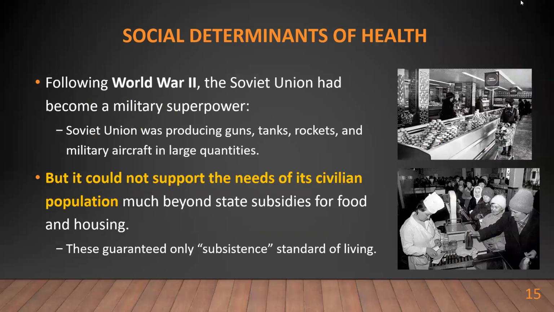Now, following World War II, the Soviet Union had become a military superpower. The Soviet Union was producing guns, tanks, rockets, and military aircraft in large quantities. In fact, this military production complex was working also for export. It supplied a great deal of the third world countries, and this is how the Kalashnikov machine gun actually ended up on some of the flags of the African countries. It was that popular. But it could not support the needs of the civilian population, much beyond the state subsidies for food and housing.